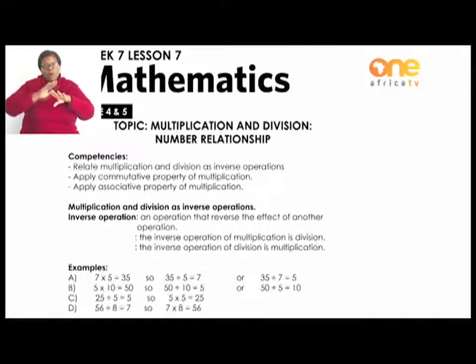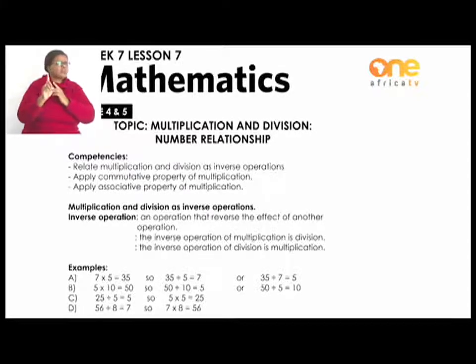Multiplication and divisions as inverse operations. What does this mean? Inverse operations means an operation that reverses the effect of another operation. The inverse operation of multiplication is division, and the inverse operation of division is multiplication. So what does it mean?